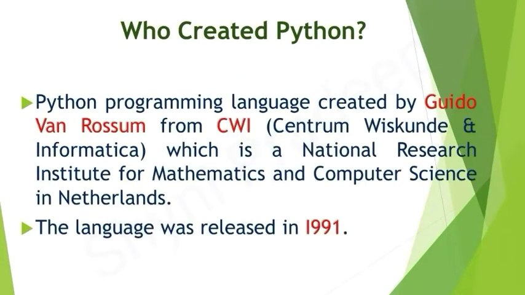Who created Python? This Python language was created by Guido van Rossum at CWI, the National Research Institute for Maths and Computer Science, in the Netherlands. So this Python language was created by Guido van Rossum in the Netherlands. This language was released in 1991.